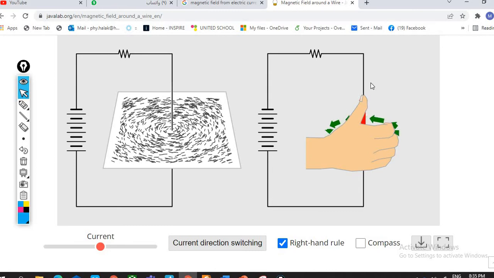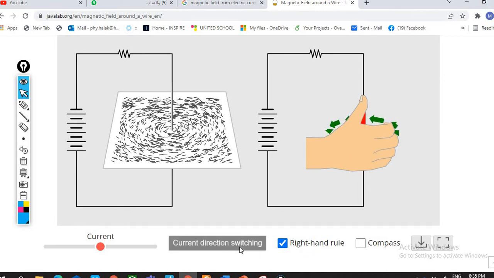Point the thumb of your right hand in the direction of the electric current. So here the electric current is directed upward, then put the thumb in the direction of the electric current, up, then curl the other fingers. The curl of the other fingers represents the direction of the magnetic field. So as we can see here, the magnetic field is directed counterclockwise.